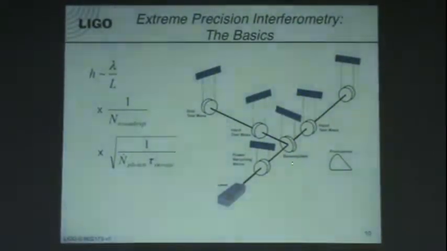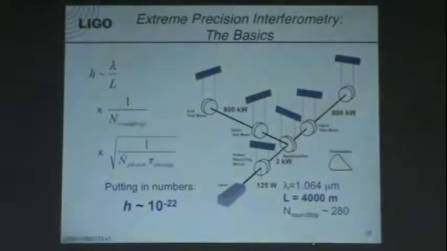All right, and if you do that calculation for the numbers that we use, one micron, 4,000 meters. In our case, like I said, the number of round trips here is about 300, a little less than that. The number that you get is 10 to the minus 22. So that's, in some sense, a simple back-of-the-envelope calculation, and you can make an interferometer that will detect strains at the level that we need to detect.